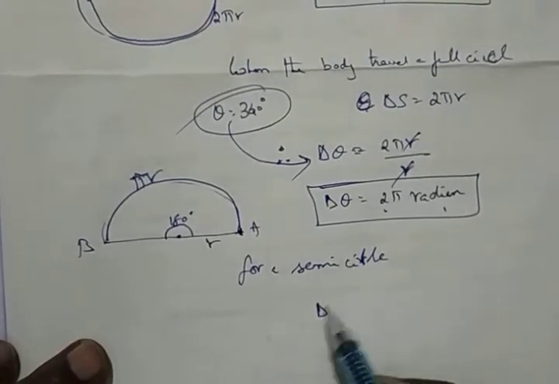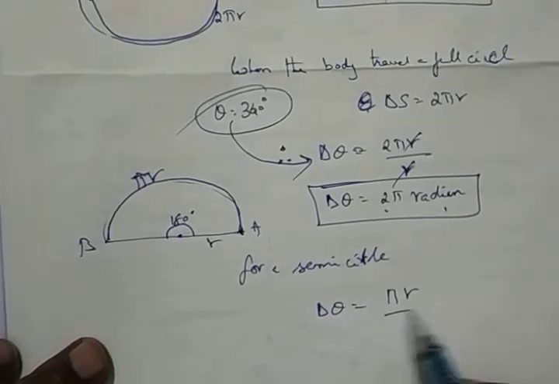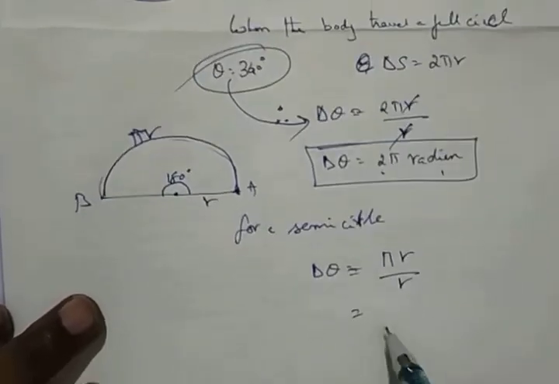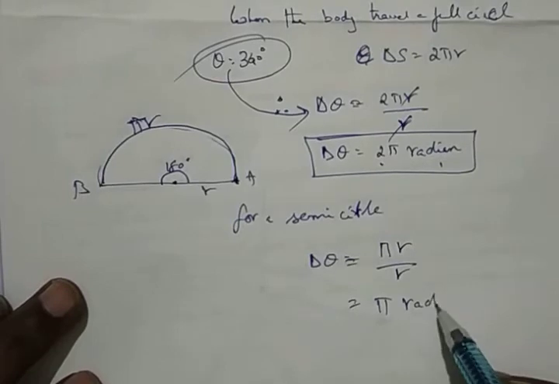delta theta is going to be equal to pi r upon r. So what is the radian? Pi radian.